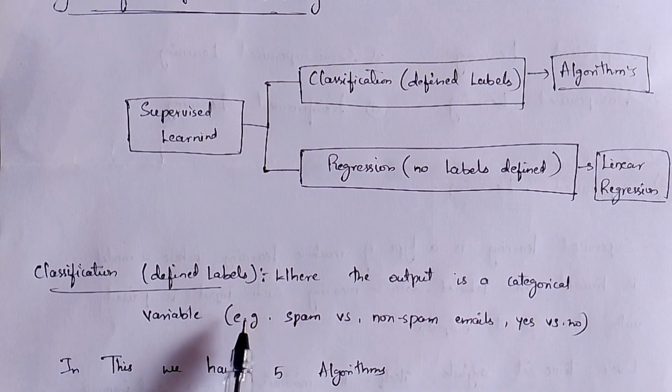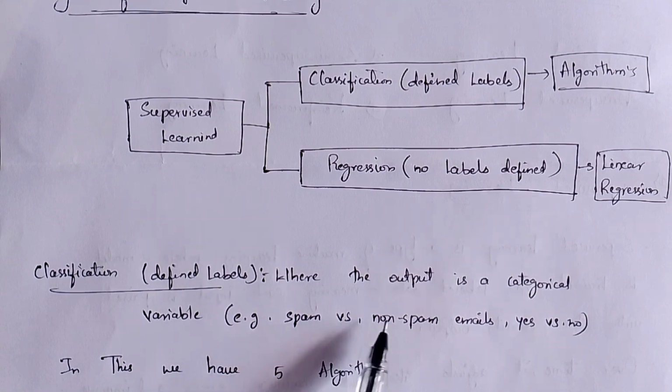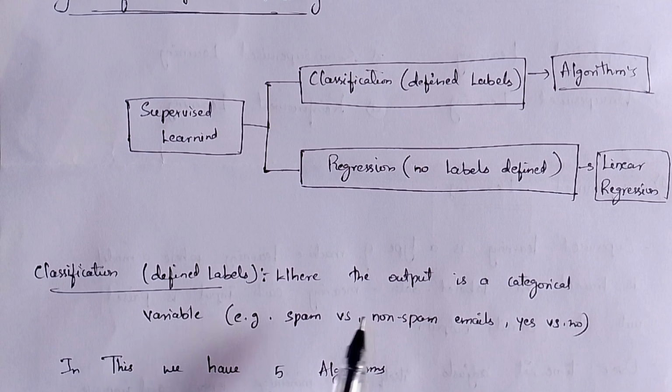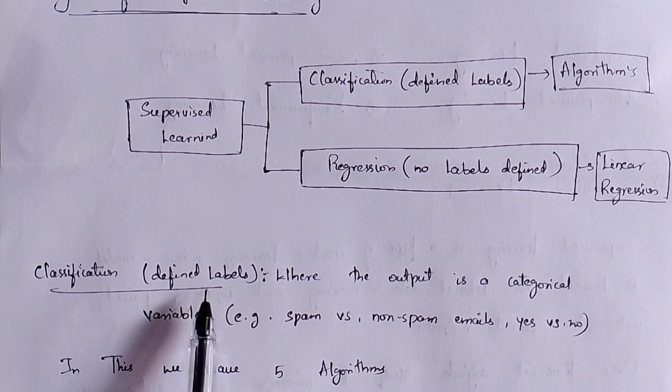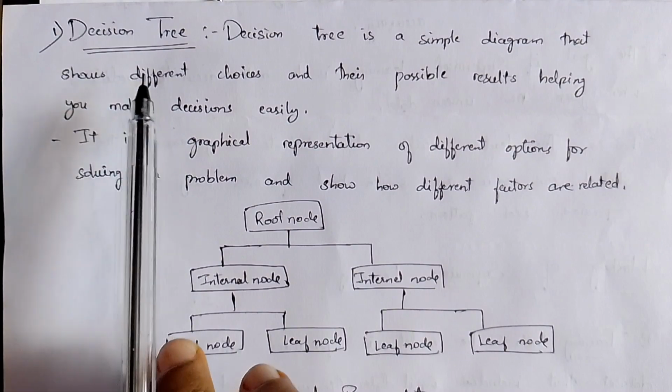That means we are going to classify the output into categories like spam versus non-spam emails, and yes versus no. This kind of output we provide in classification, which is defined on labels. Again, in classification we have five algorithms, as I said before. The first one is the decision tree.